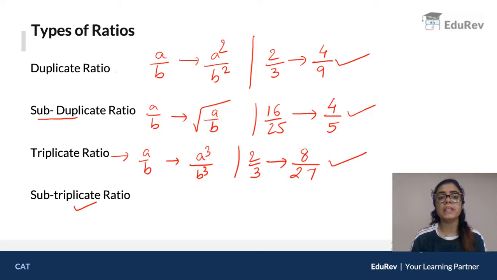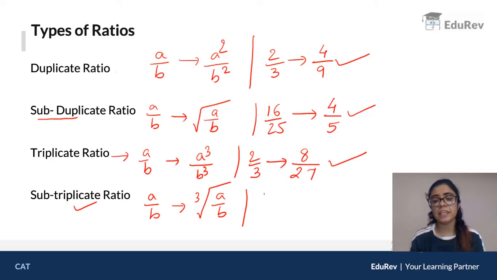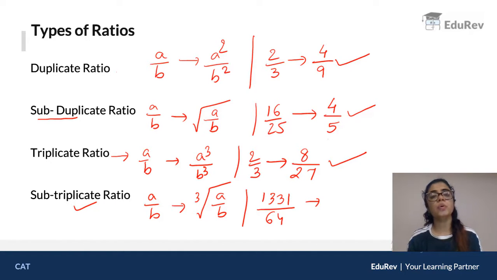Similarly, subtriplicate ratio is the cube root. So if A upon B is my ratio, the subtriplicate ratio will be cube root of A upon B. So let's say my ratio is, for example, 1331 upon, let's say, 64. I ask you what is the subtriplicate ratio? So cube root of 1331 is 11. Cube root of 64 is 4. So your answer becomes 11:4. So these are the types of ratios.